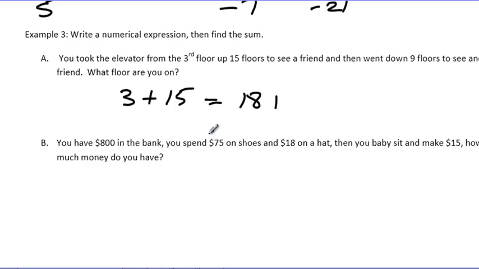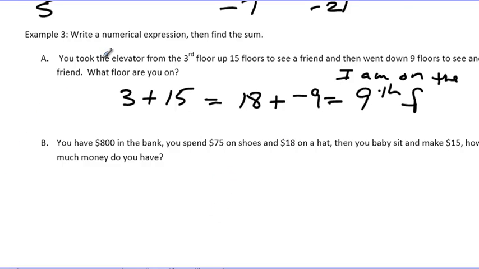Then we're going to go down. Down's a negative number, or you could do subtraction if you want. Same thing. All right, we're going to go down 9 floors, and that'll get us down to the 9th floor. So what floor are you on? I am on the 9th floor. One of the things you're going to learn with word problems is you can't just answer them with a number. You have to be descriptive with your answers and what it represents.